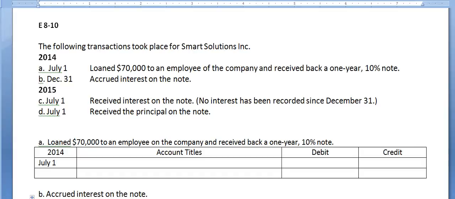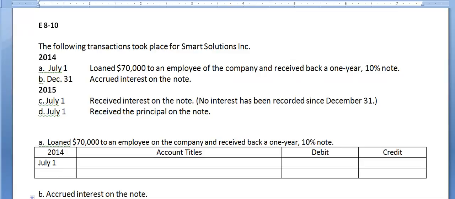Now we'll do a demonstration of E8-10. This can be found on page 363 in your textbook or in the Chapter 8 practice problems in Connect. This problem deals with notes receivable. Remember that when we refer to notes, we really are talking about promissory notes, a written promise to pay a company or individual principal plus interest at a future date.